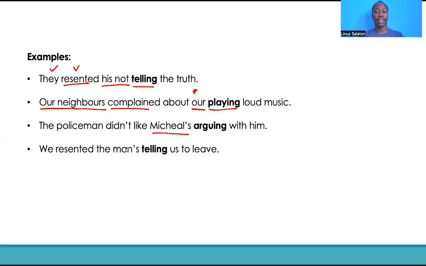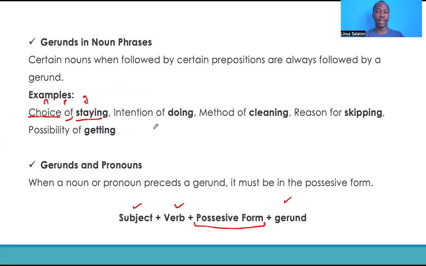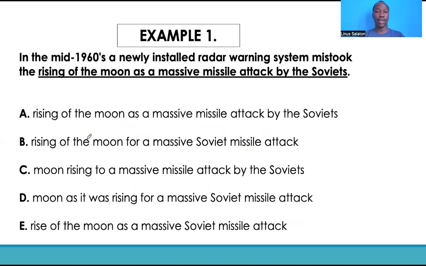We resented the man's telling us to leave. Okay, I believe that's clear. You could also go look out for examples in which this sentence structure of having the subject, the verb, followed by the possessive form of what is being described or talked about, or the object, plus the gerund. All right. So you could pause the video and attempt this example, after which you can play and listen to the explanation I'm going to give on how to tackle this.